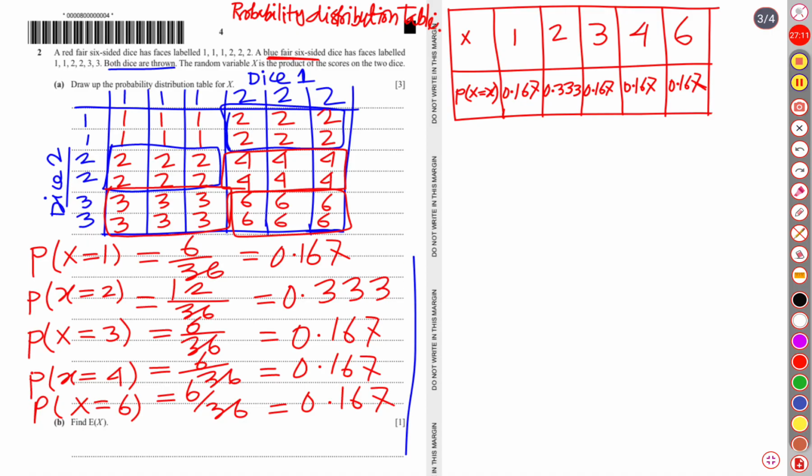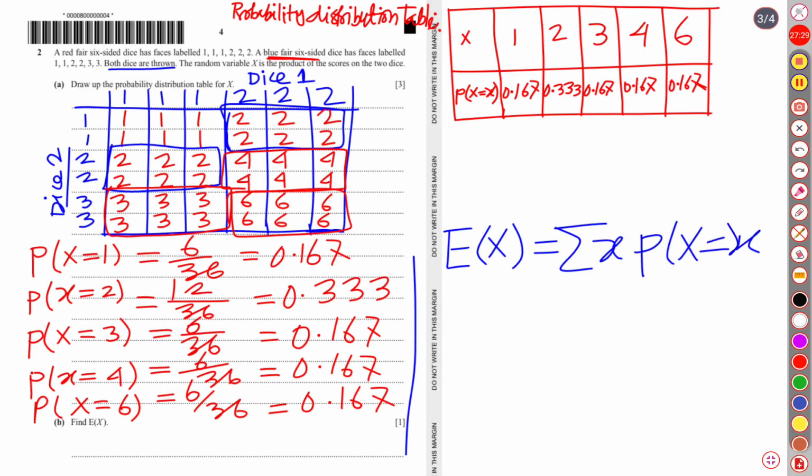E(X) means expected value or mean, whatever you call it. E(X) is the sum of x into probability of x equal to x. So let us write the result.